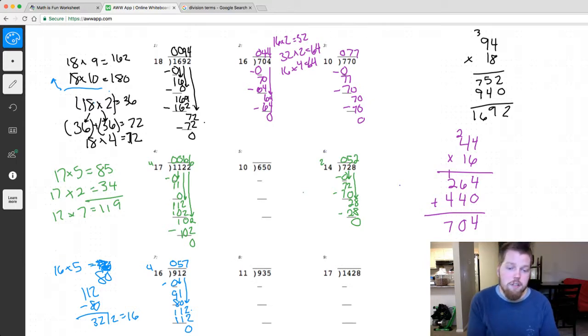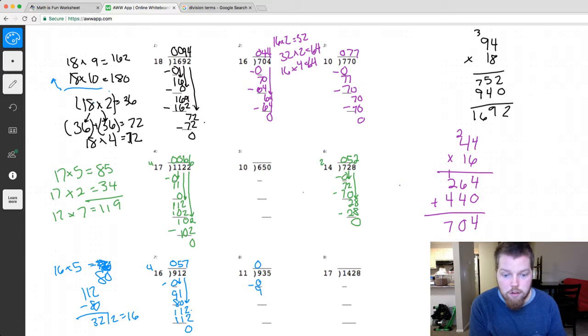All right, 11 into 935. 11 is another easy number to multiply by as long as it's less than 10. You know, 11 times 8 is 88, times 9 is 99, etc. So can 11 go into 9? No, it can't. We'll put a 0 here. 0 times 11 is 0. 9 minus 0 is 9.